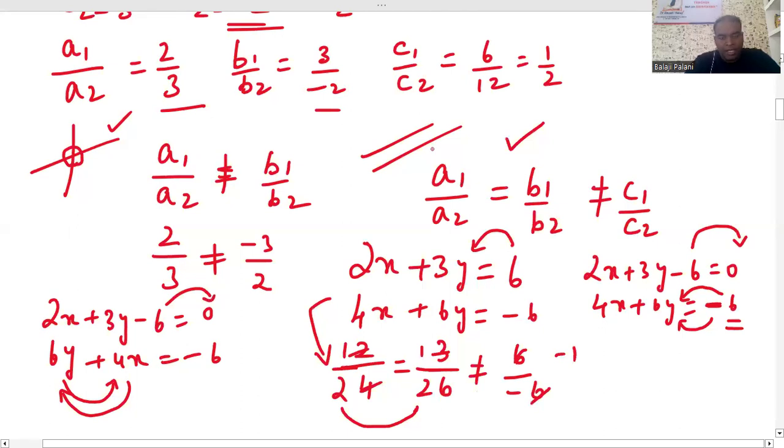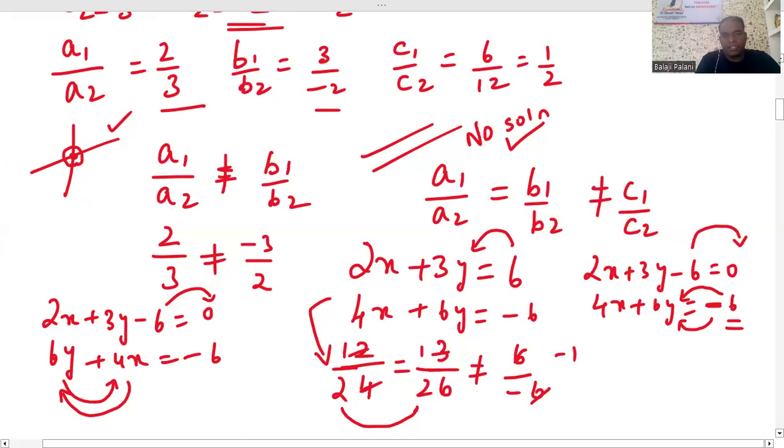They will never meet, and never meeting also means there is no solution to such lines. Solution indicates the meeting point. So if there is no meeting point, then there is no solution for both the lines. So parallel lines never meet, and hence there is no solution.